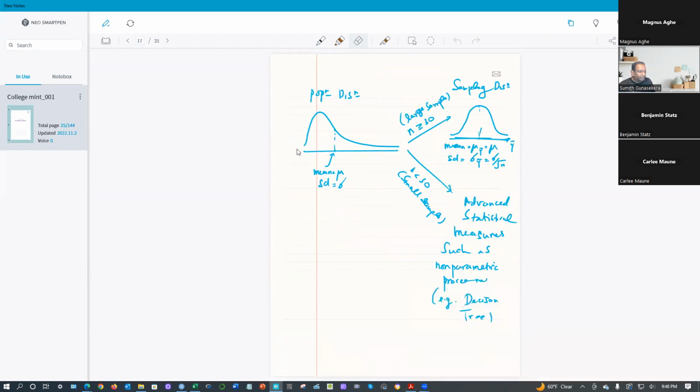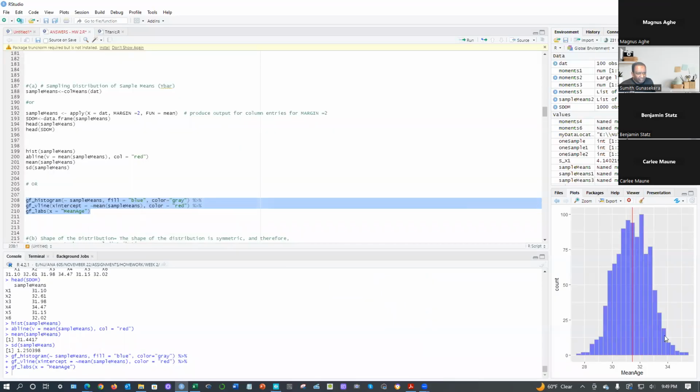Regardless of being symmetric or asymmetric, it doesn't matter. If you are using a large sample, which is greater than 30, in our case it's 100, your sampling distribution is bell-shaped. How do you get the center? The center you get all the time is very similar to the population mean, and the standard deviation of the sampling distribution would be the population standard deviation divided by the square root of the sample size. That's why it's bell-shaped.